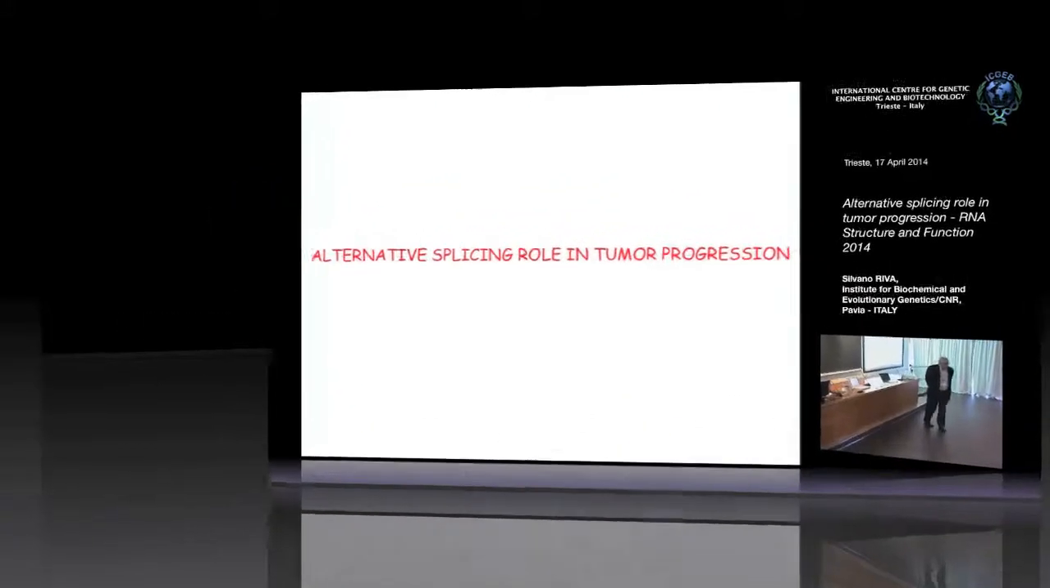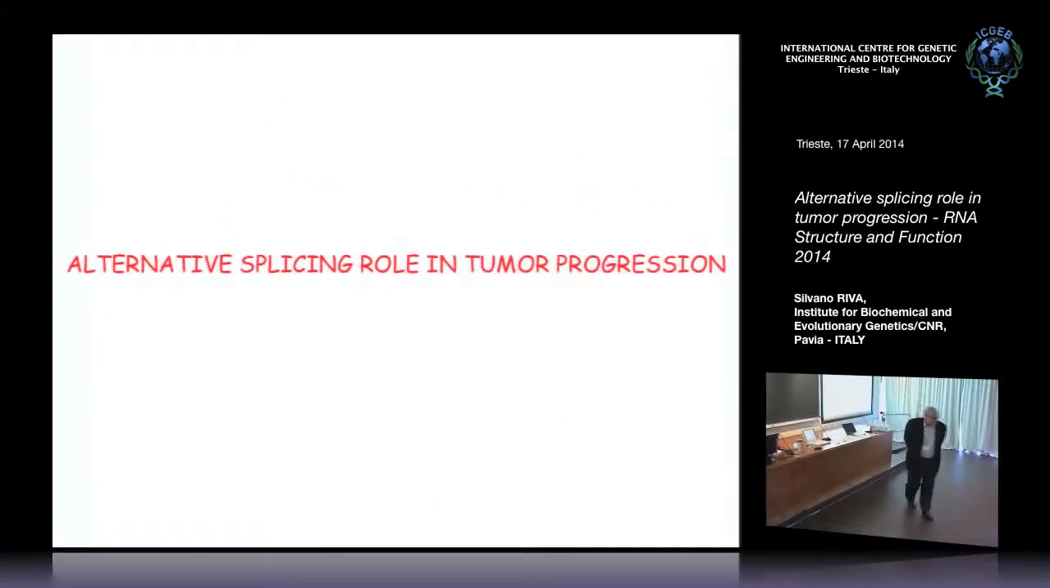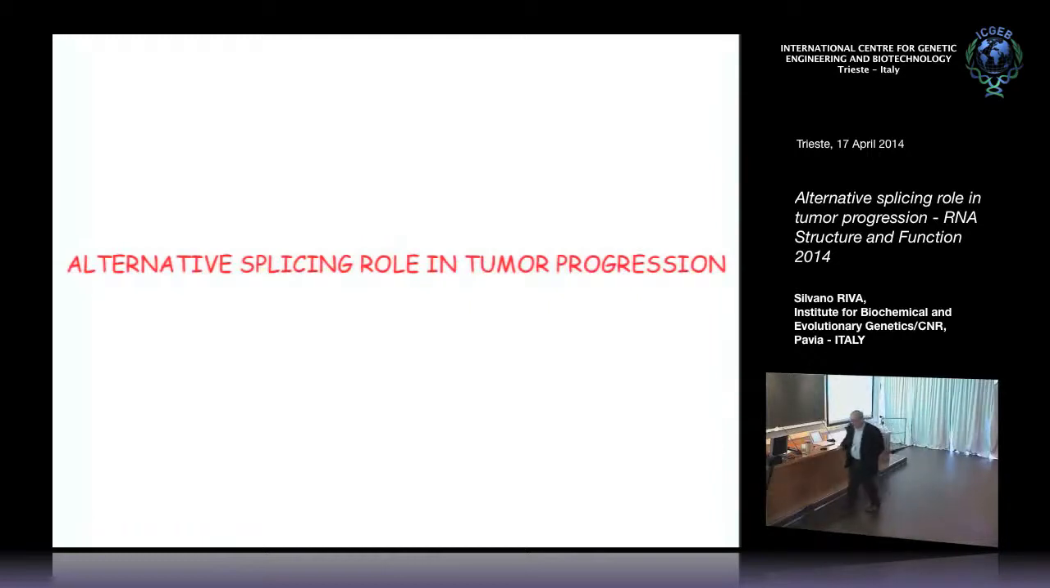So what I will be talking about is the role of alternative splicing in cancer, but not so much in cancer as in tumor progression. Because cancer is bad, but what is bad of cancer is the capacity to spread in your tissues. You all know that.